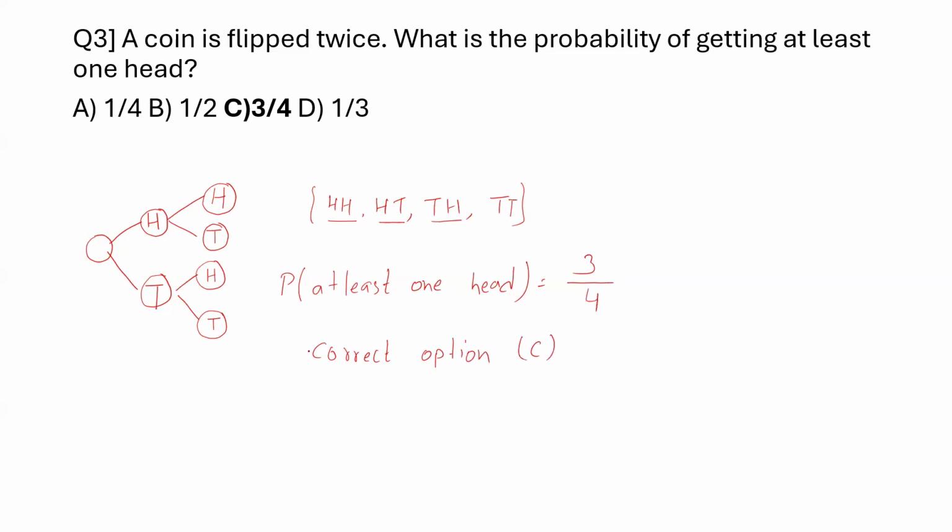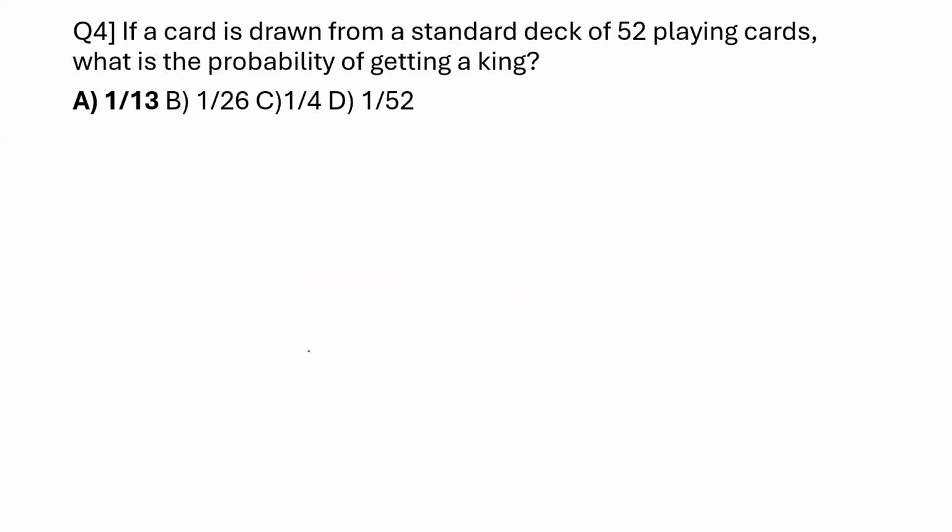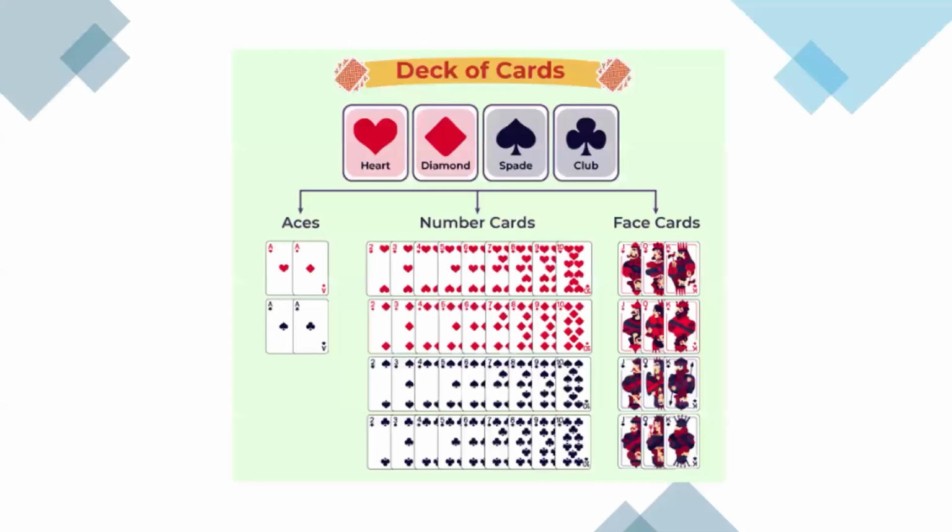Next problem. Let's see what the next one is. If a card is drawn from a standard deck of 52 playing cards, what is the probability of getting a king? So now, before going to this problem, let us discuss what a deck of cards is and what all is there. So this is a picture. Just look at this picture carefully. So here you can count also.